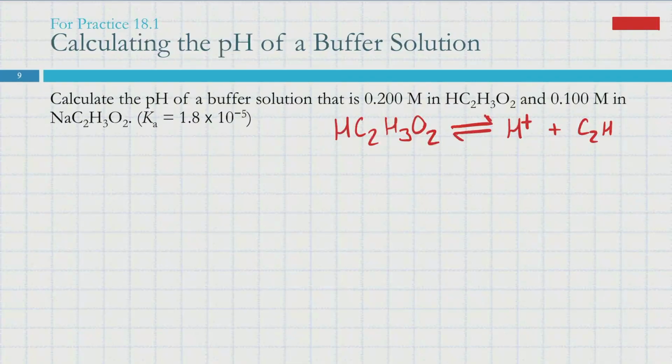and C2H3O2 minus. I'm omitting some of the other stuff that we don't really care about, like there's water in there, sure. We're just going to represent H plus instead of hydronium. And yes, there's a sodium in there, but we don't really care about the sodium part of it. And the concentration of our acetate is going to be the same as the concentration of our sodium acetate. So we can do our favorite, an ice table.